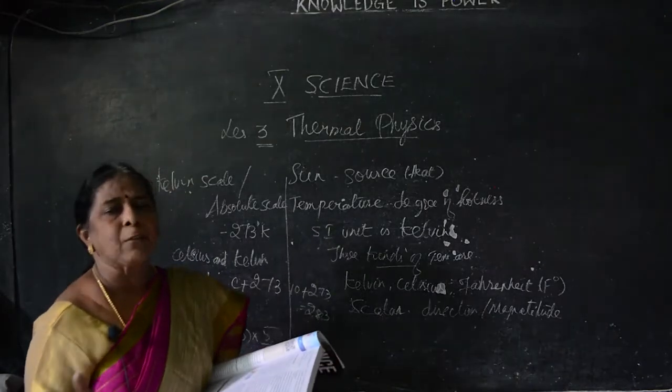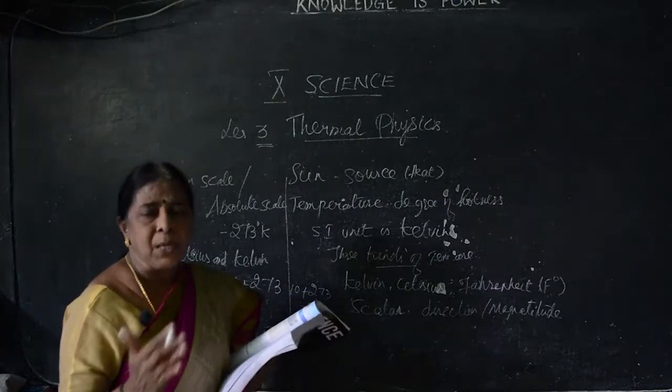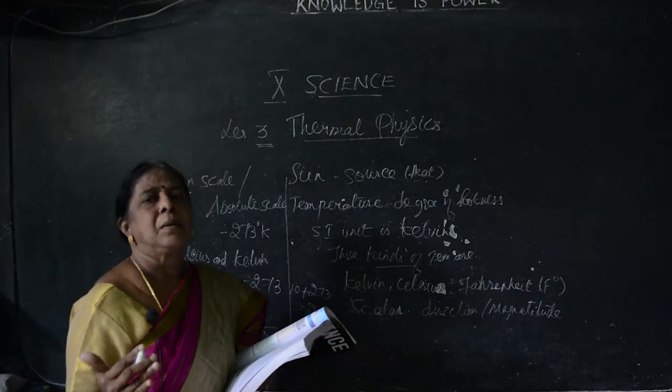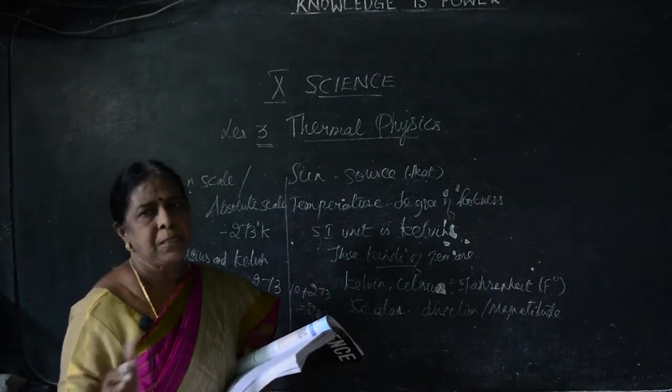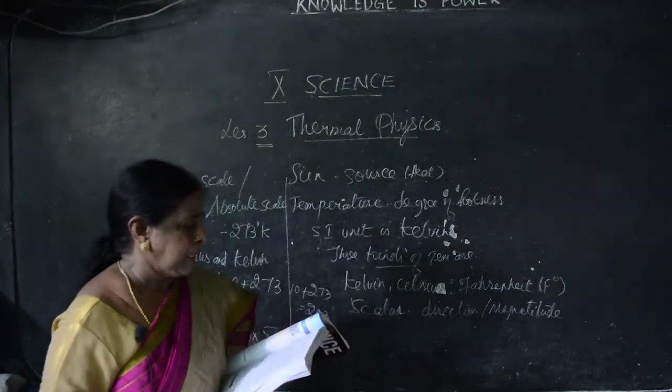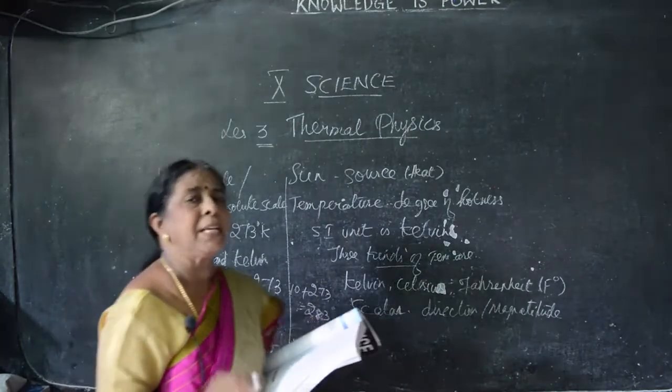Then thermal equilibrium. Equilibrium means what? Equal. That is plus is equal to minus. Plus 5, minus 5, minus 5. Equilibrium, that is both are equal. Okay. So like that we are finding out equilibrium.